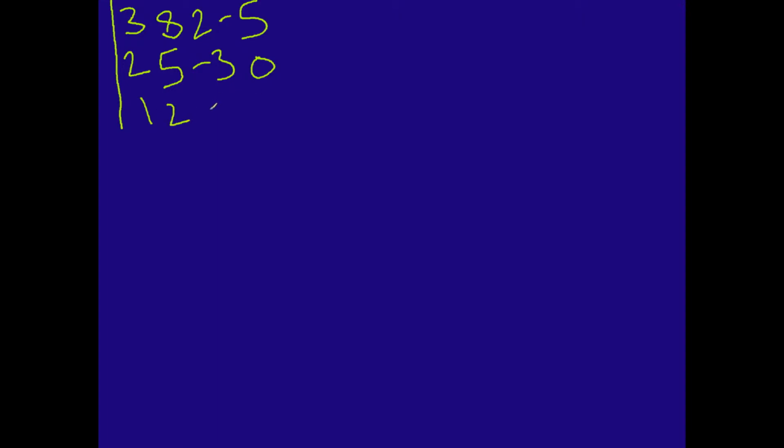So here we go. I'm just going to rewrite what was on the previous screen so that we can refer to it as we go through this experience here. So 3, 8, 2, -5. So this is basically 3x plus 8y plus 2z equals -5. And then we have 2, 5, -3, 0. And then we have 1, 2, -2, -1, like so.